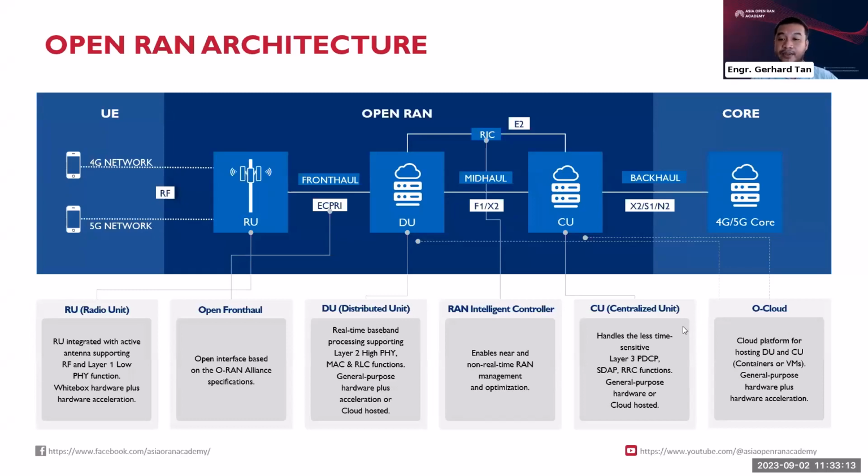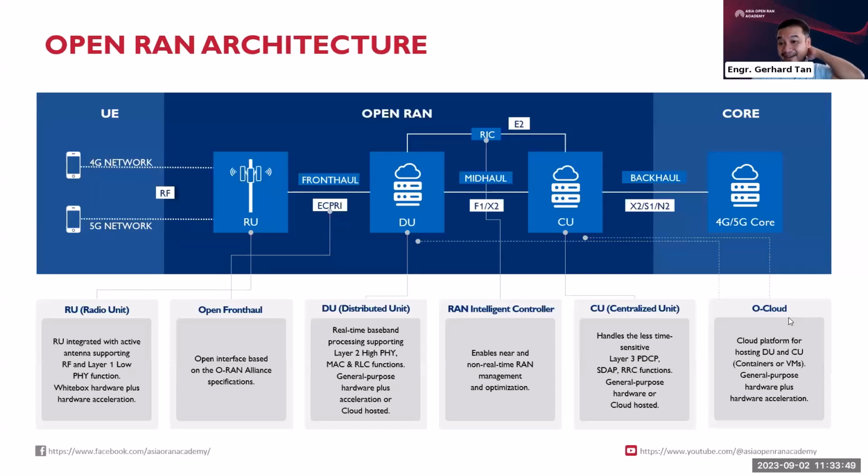Your centralized unit or CU, nasa layer 3 na ito. Okay? So, this is the one now disaggregating the baseband unit into two. Pero in principle, baseband unit ito. This is the one that will interface your backhaul or transmission media towards your core, through cloud hosting.